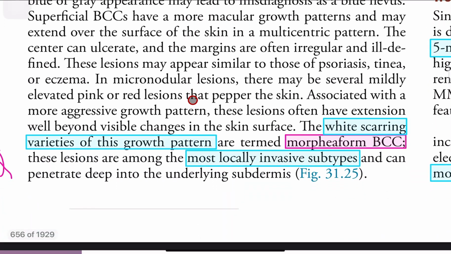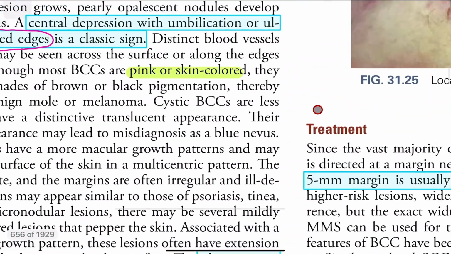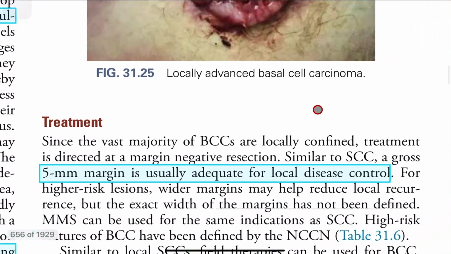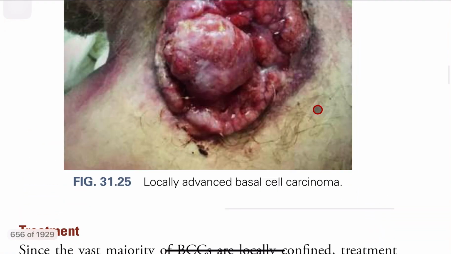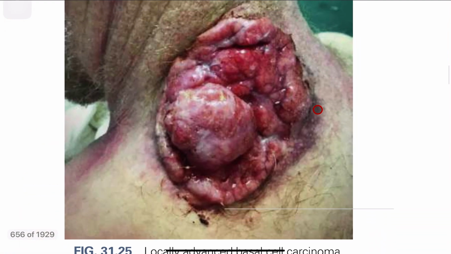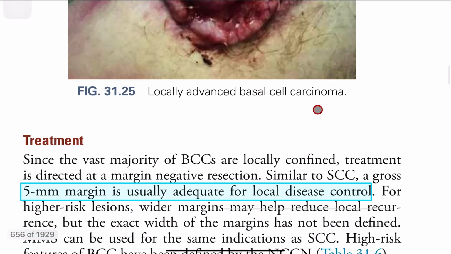So there is another variety, that is morpheaform BCC. Okay. So this is called the white scarring variety, and it is the most locally invasive. So worst prognosis. So which BCC has the worst prognosis? Your answer will be the morpheaform variety. Okay. So this is also a BCC. Okay. Locally advanced BCC.